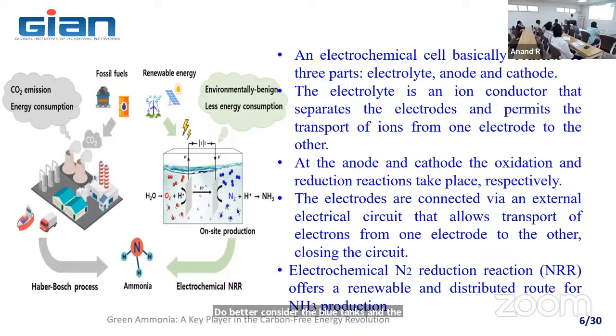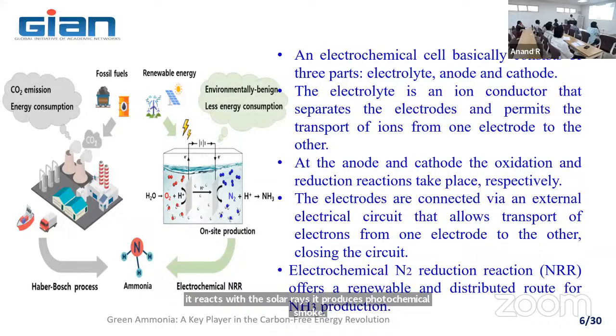They are asking the school administration to conduct the classes online because of the major pollutants, oxides of nitrogen. When it reacts with the solar rays, it produces photochemical smoke. So this is not only producing CO2 but also oxides of nitrogen, because the nitrogen which is present in the air also reacts with the oxygen in the reactor. So there is a possibility that the oxides of nitrogen also will come out.